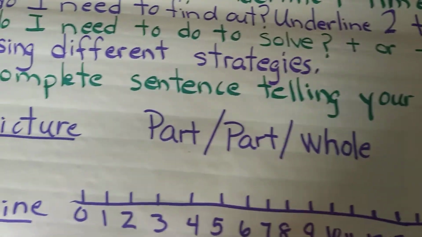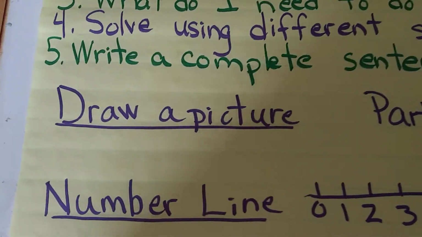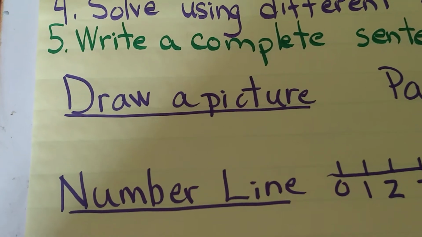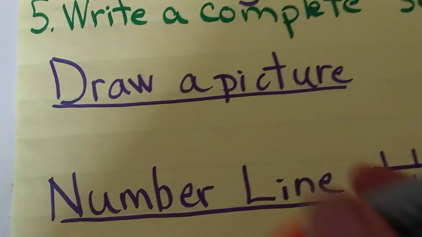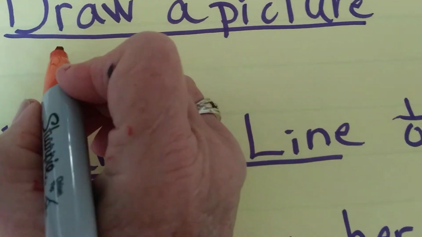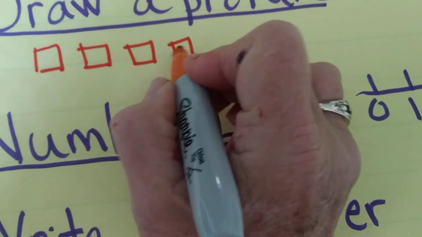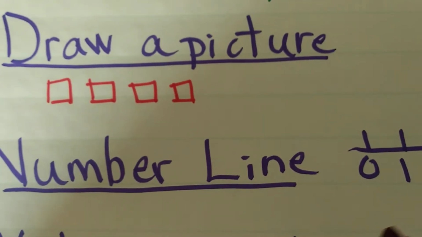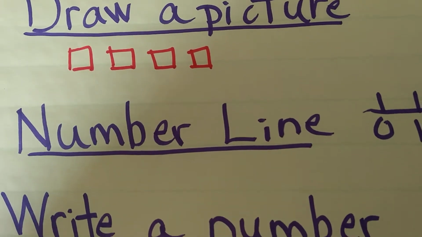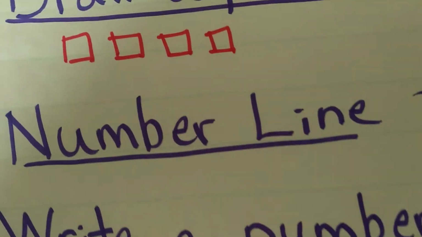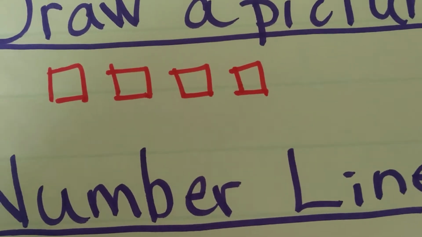Let's look at the strategies that are here. First thing I can do is draw a picture. Let's see, she has 11 toys and they are blocks. She has 4 red blocks. Let's draw 4. And I'm going to make them look like blocks. 1, 2, 3, 4. But she has 11 altogether. So let's see how many blue blocks I need to draw till I get to 11. Pick up a blue crayon. Go ahead and do this with me at home. So let's see how many more we need to draw to get to 11.